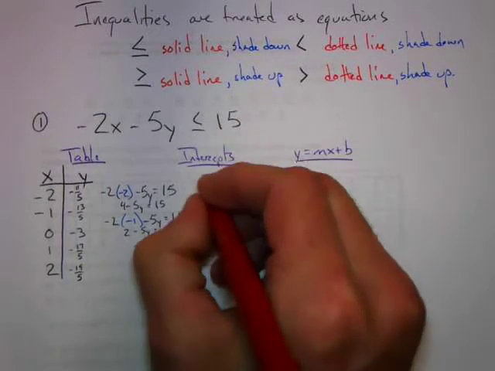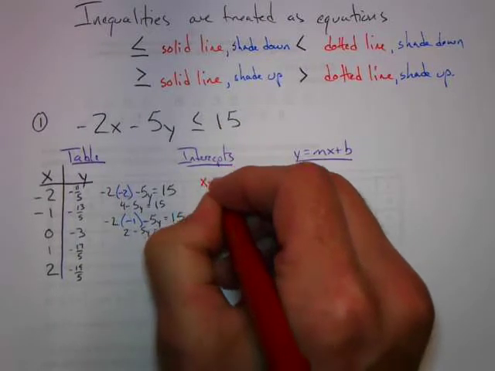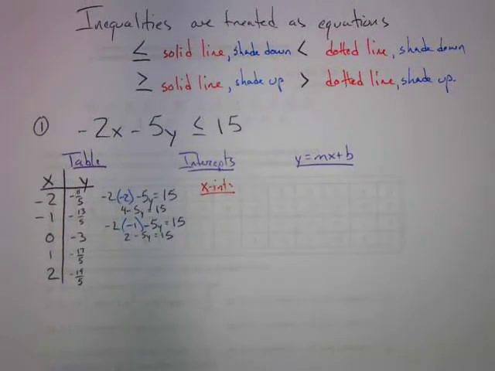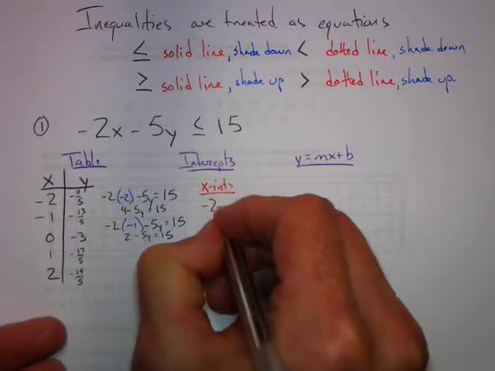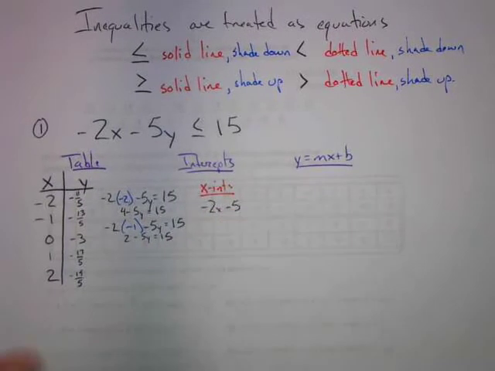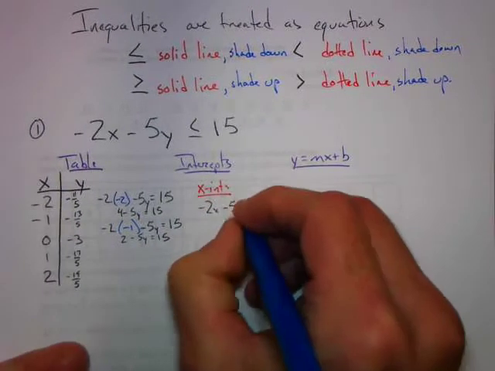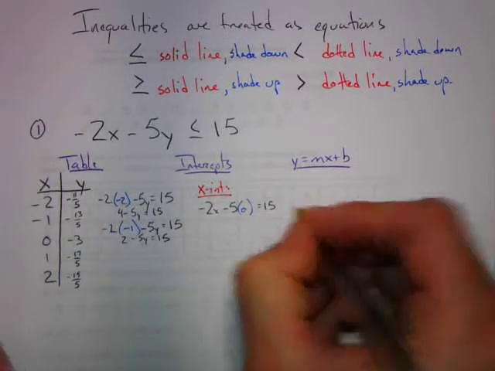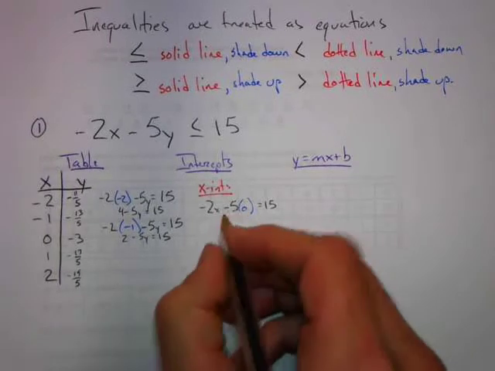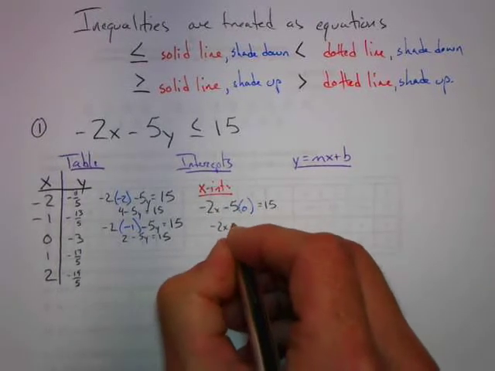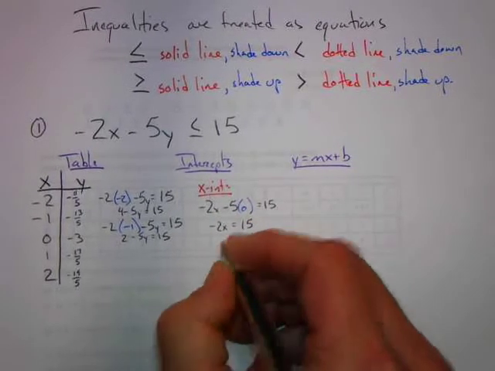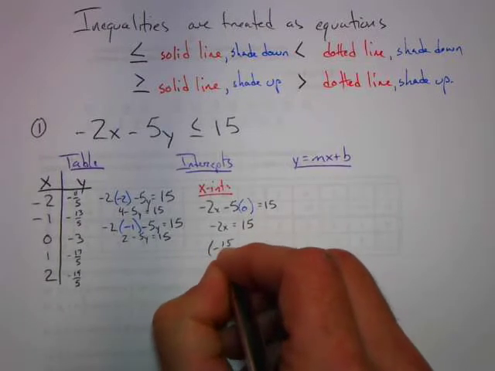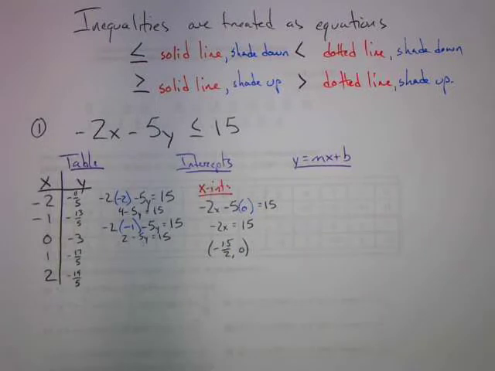For the intercepts, when we find the x-intercept, we remember the x-intercept is when y is equal to 0. So if we had our equation, we have -2x minus 5y. But remember, the x-intercept is when y is equal to 0, and we treat it like an equation. And so to find the x-intercept, we substitute 0 for y and solve for x. We have x equal to -15 over 2 when y is 0. So we found our x-intercept.